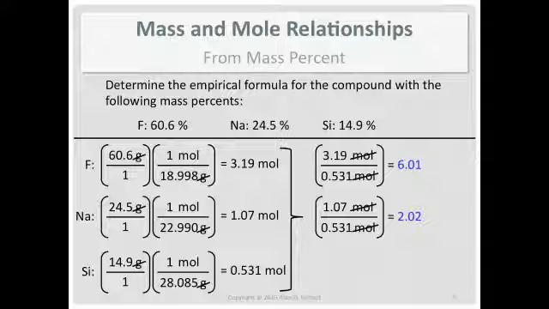See, you've got experimental results here. There's bound to be a little bit of experimental error in here just due to measurements. So for our formula, we have 6 moles of fluorine for every 1 mole of silicon, 2 moles of sodium for every 1 mole of silicon. So F6Na2Si.